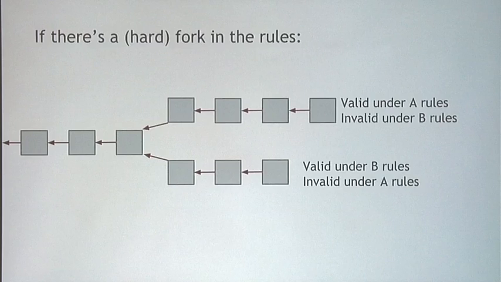You get one branch, let's say this one up here, which is valid under rule set A, but invalid under rule set B. And conversely, you have another branch down here which is valid under rule set B and invalid under rule set A. If there's a hard fork as to what the rules should be, then there will be some transactions that are valid on each side and not the other, and this will eventually happen. And once these branches go apart, they can't come back together because this branch is illegal under the B rules, this branch is illegal under the A rules. They're permanently separate.